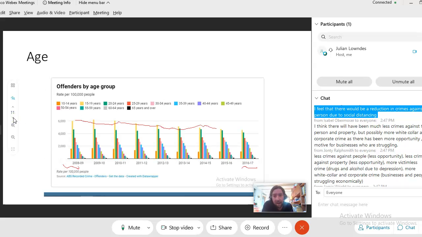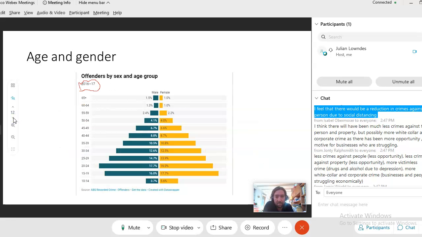We had a look at the relationship between age and offender rates. As you can see here, the one thing that was pointed out was that the age bracket 15 to 19 years of age seems to be a decline, but everything else seems to be fairly stable. We're looking at offender rates in Victoria from the period 2008-2009 through to 2016-2017.